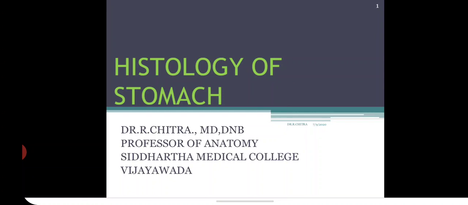So we will continue in this class with the histology of the stomach. We have started with the histology of the GIT, and we have seen in the last class the histology of the esophagus. So today's class is histology of the stomach.